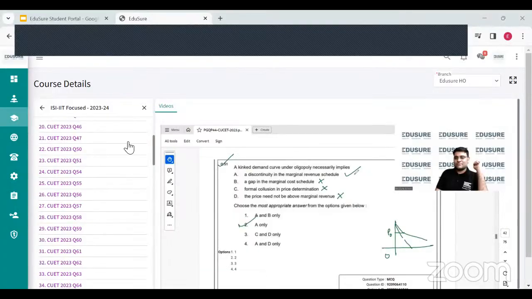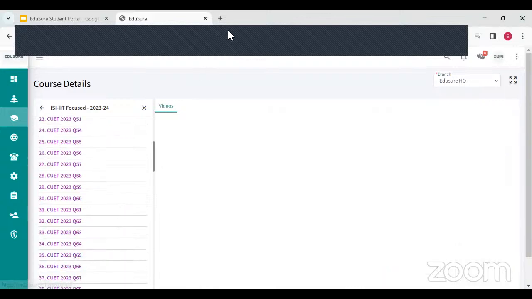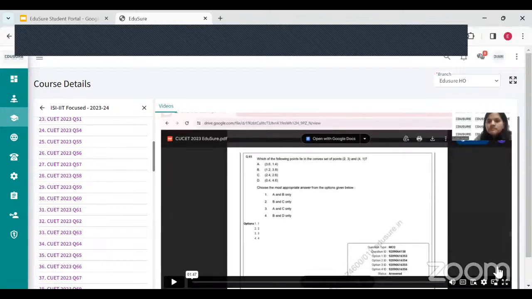Okay. So after this, I am getting, okay, Ankit was asking question number 65 from shift 1 itself. So let's go ahead and solve that. You can see how exhaustive the student portal is. So you'll get all the solutions here.